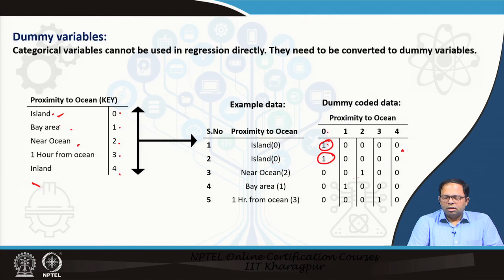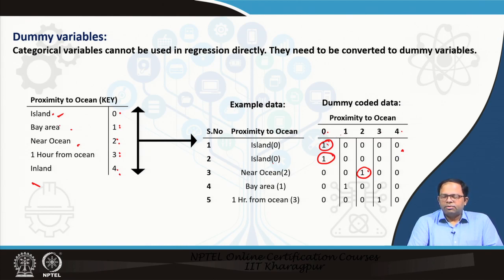For near ocean, so that is why this becomes the code. So this becomes the last category, and the second category becomes 1, everything else 0, and so on. So you can see that if I have got 1, 2, 3, 4, 5 categories, then we require only 4 actually dummy variables. So we can ignore one of the dummy variables.